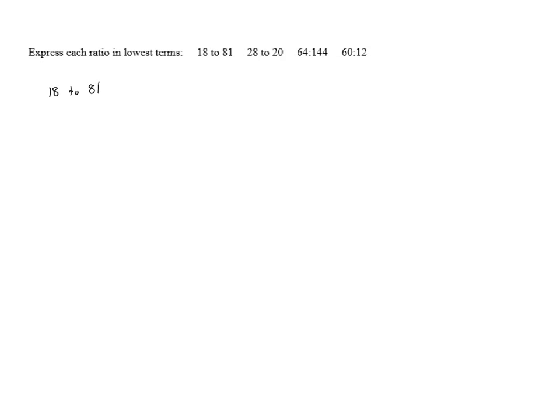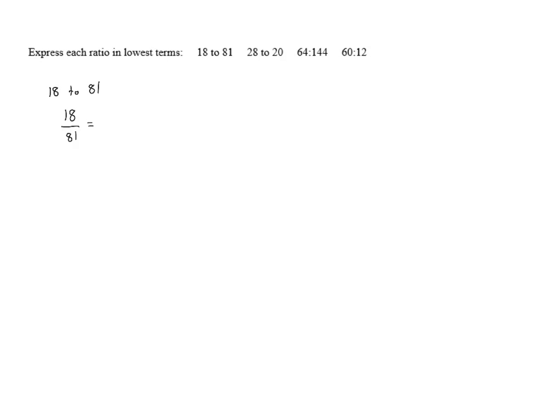A ratio is just a comparison of 2 quantities by division. So here this really means 18 over 81. And we want to write this in lowest terms. So we're basically reducing a fraction here. It's not any more complicated than that.